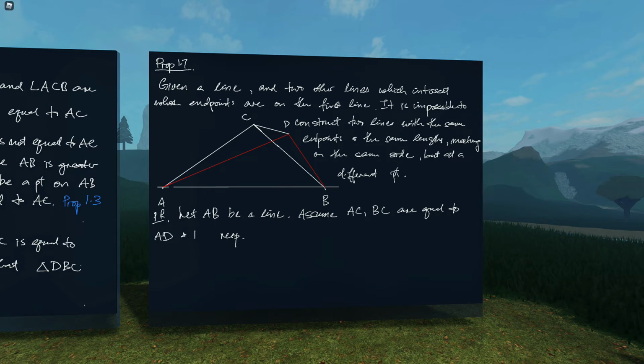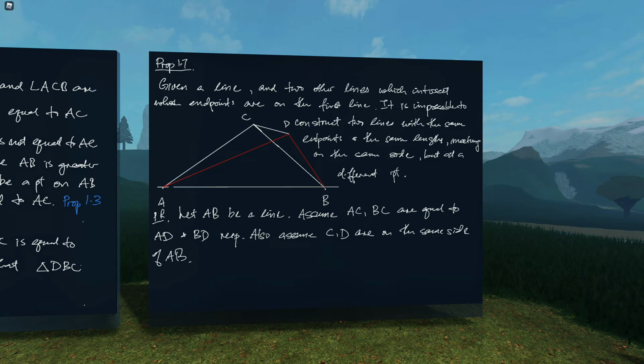BD, respectively. So also assume that C and D are on the same side of AB.